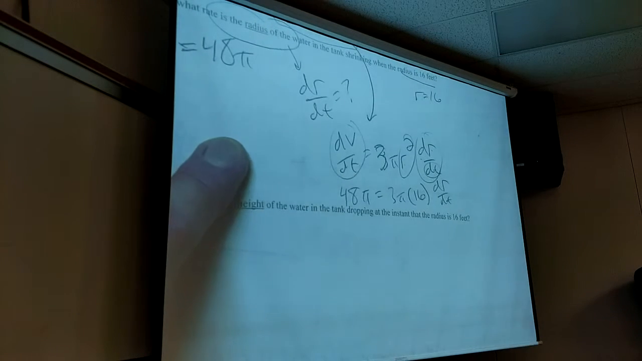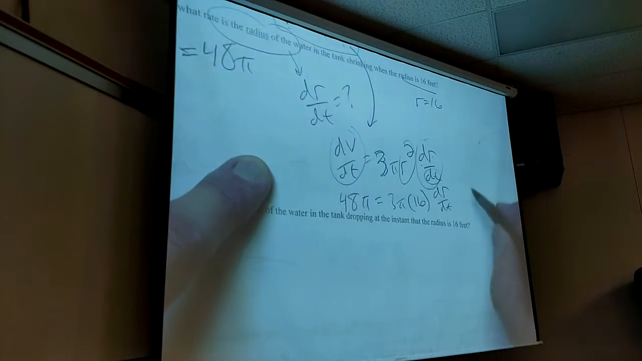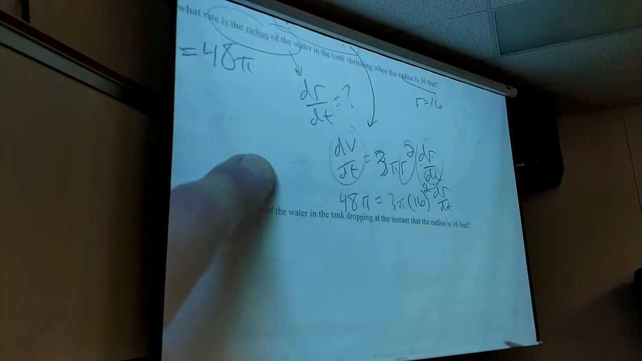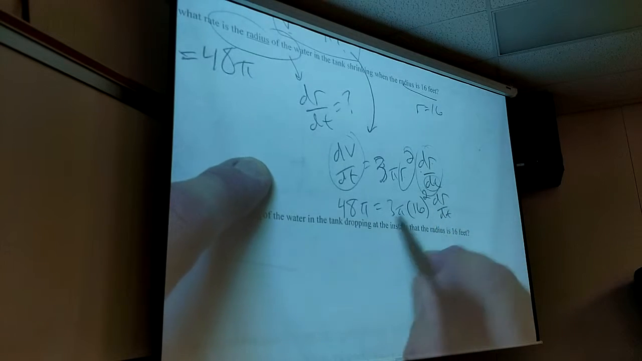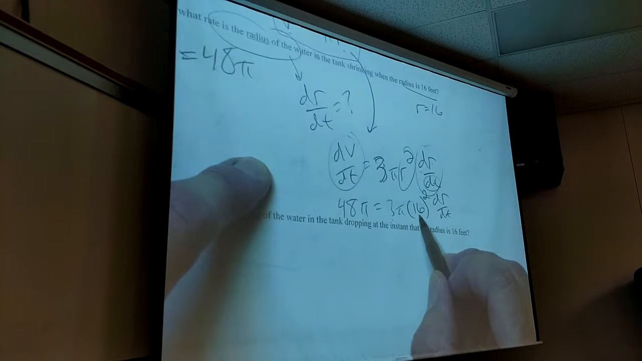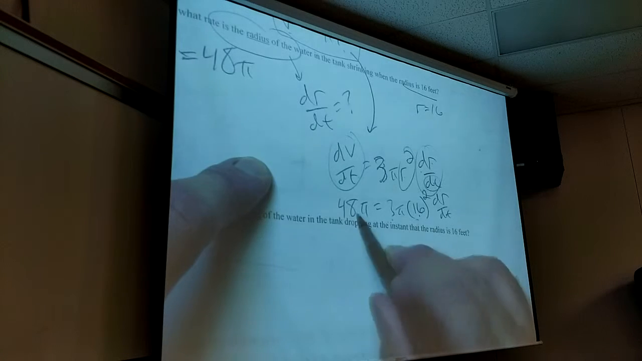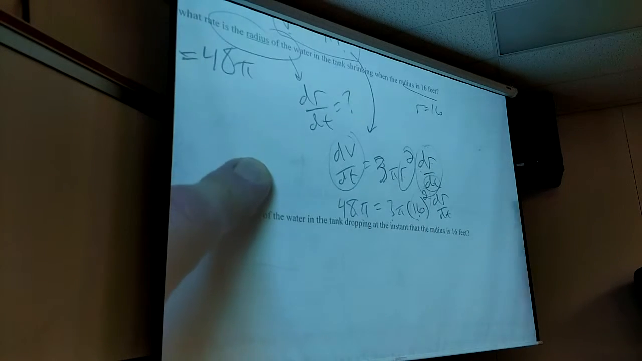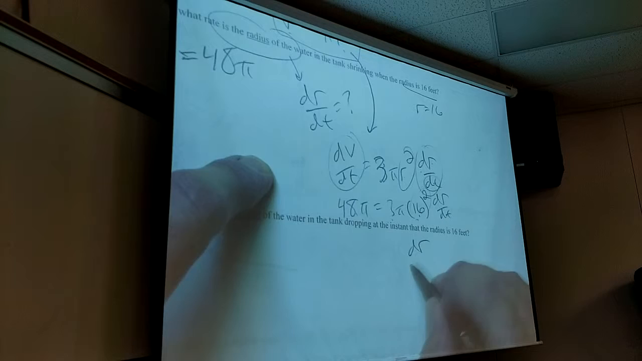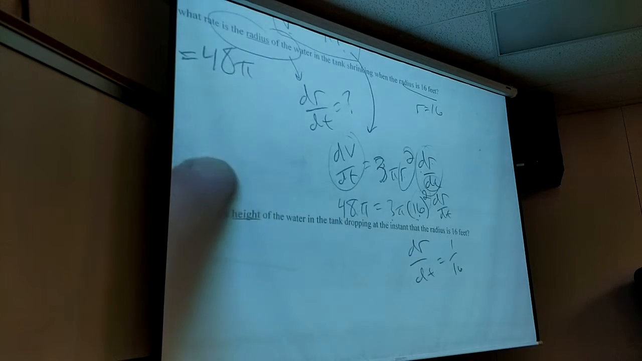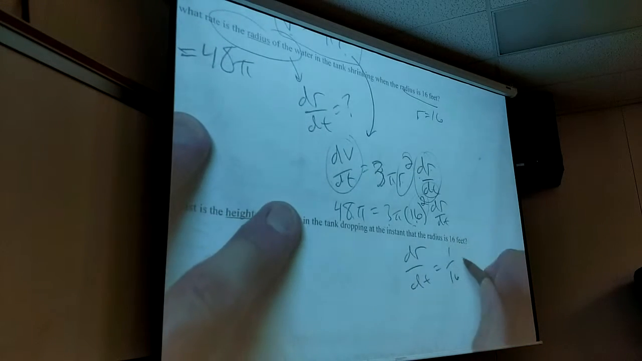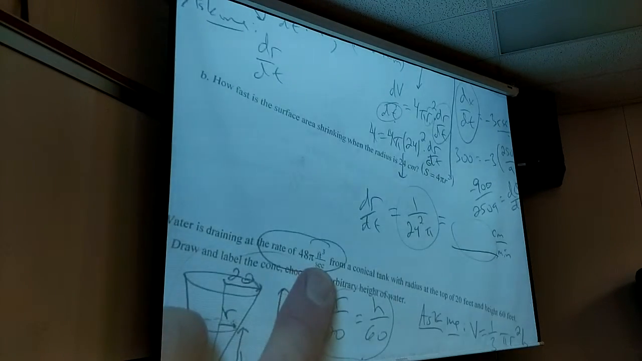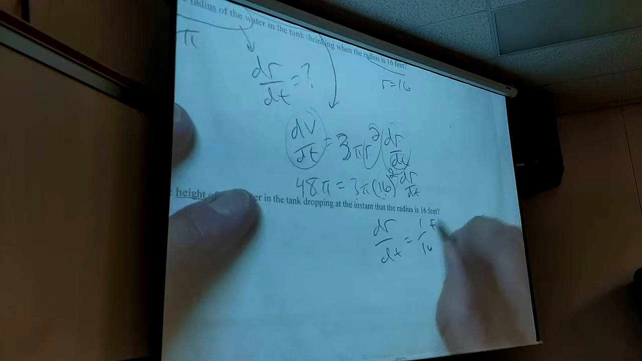Oh, 16 squared, there it is. For a minute there I didn't remember this coming out to 1, because 3 times 16 is 48. So 48π and 48π die, and I just have the other 16 left. Then I can divide by 16. I get dr/dt equals 1/16. 1/16 what? Good, look back. Feet per second. Kick ass.